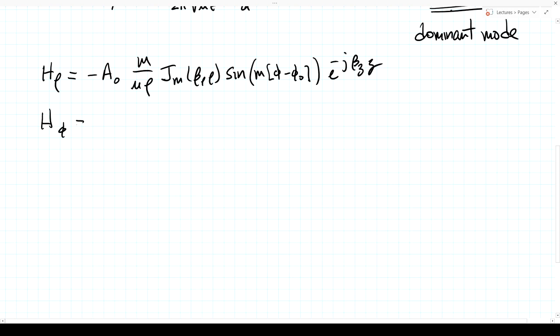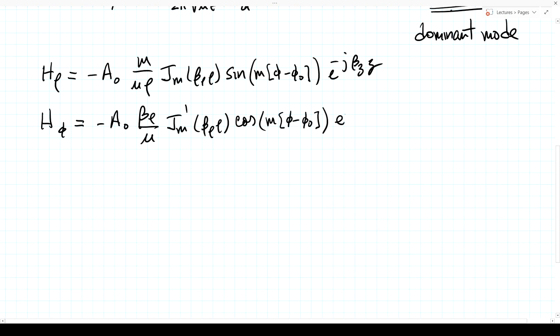H phi is minus A0 beta rho over mu times J_M prime, from a rho derivative, (beta rho rho), cosine. Hz is zero. This is a TMz mode.